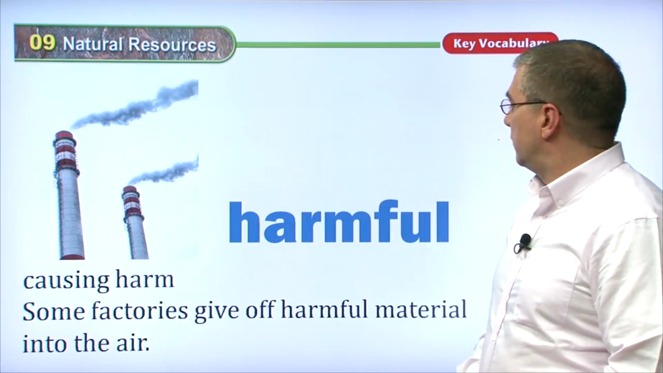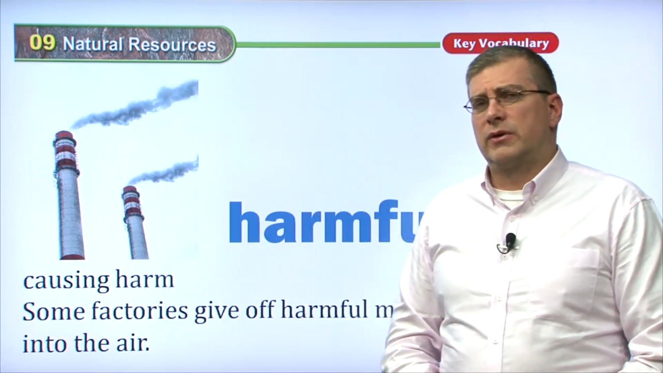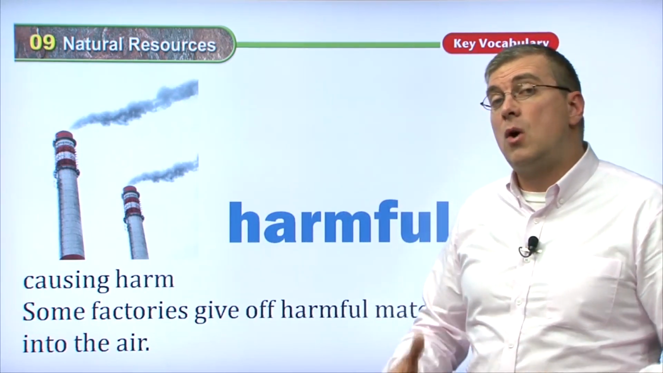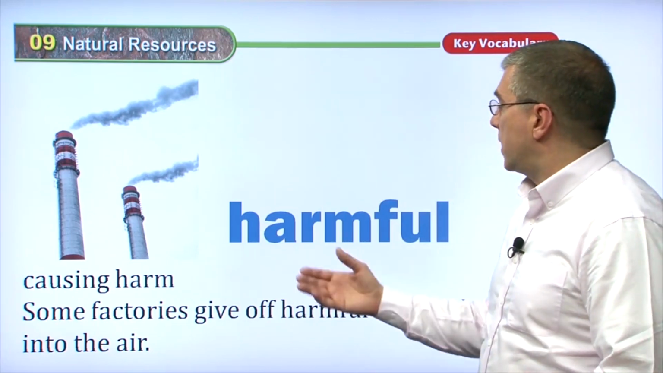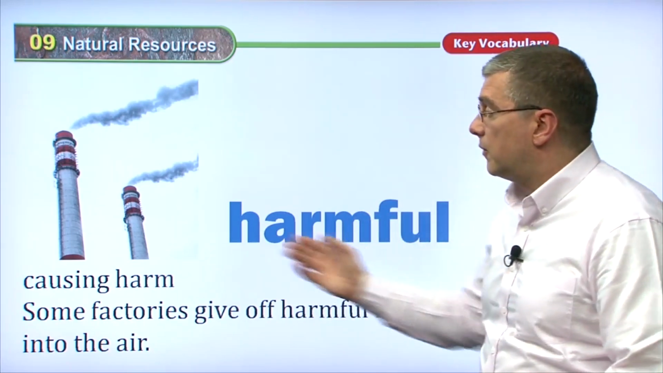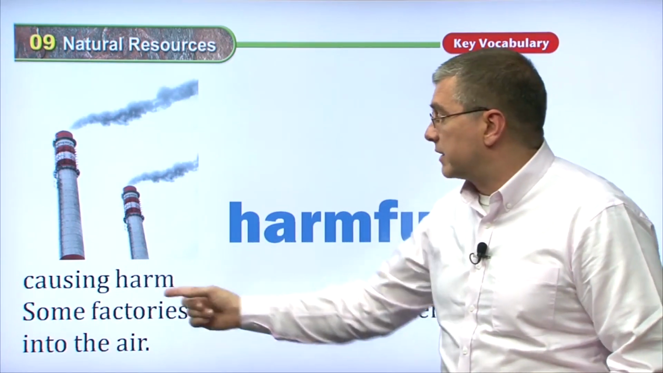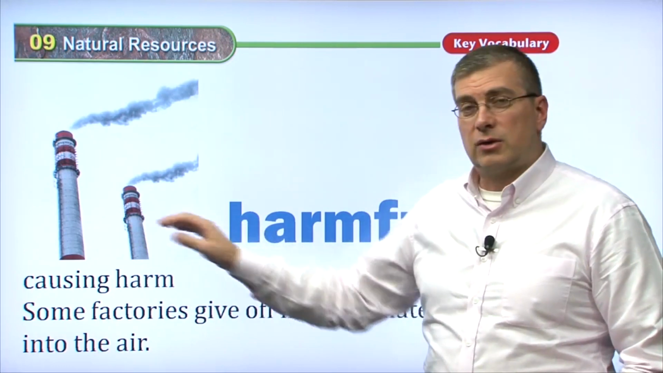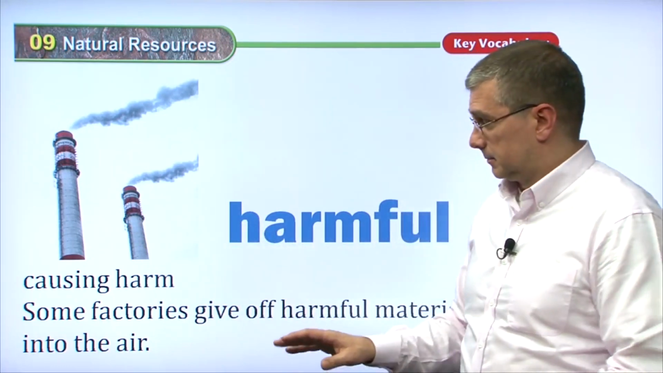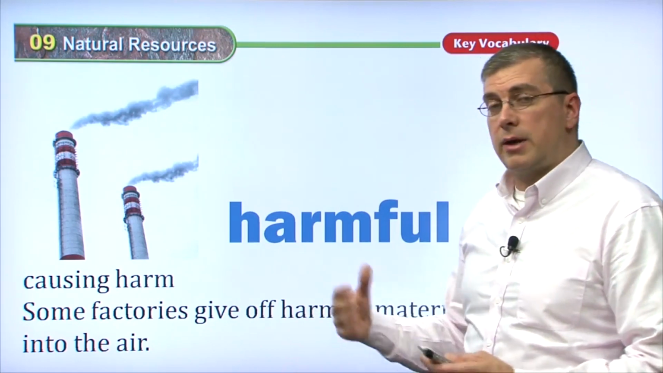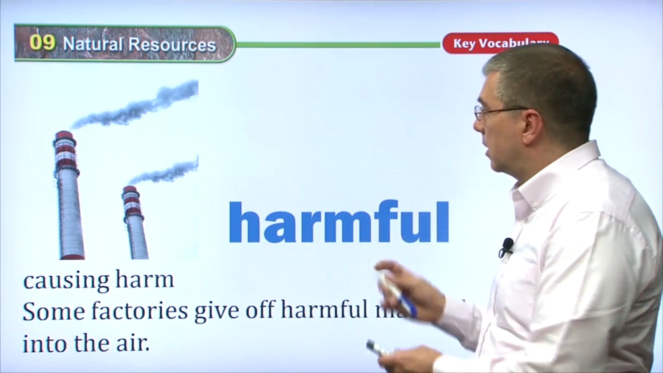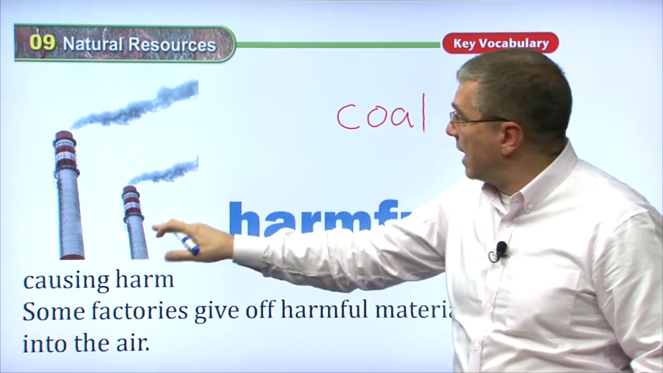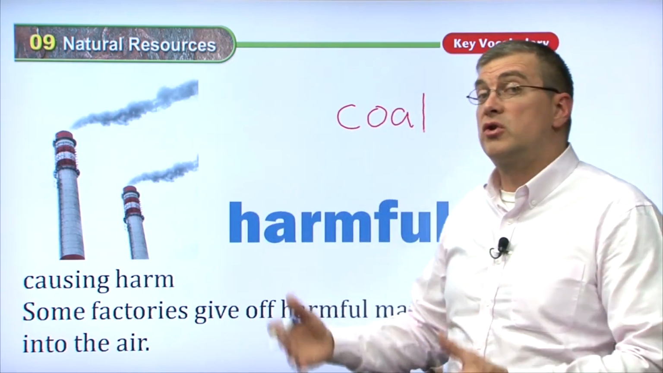Okay, so let's move on. Now, we were talking about natural resources before, and I made the point that we have to be careful when we use natural resources. We don't want to harm the environment. Things that are harmful cause harm. Some factories give off harmful material into the air. If the factories are using natural resources, they might be burning something. Another natural resource that is not talked about here is coal. Coal is another type of mineral. And perhaps a factory will burn coal to produce electricity.